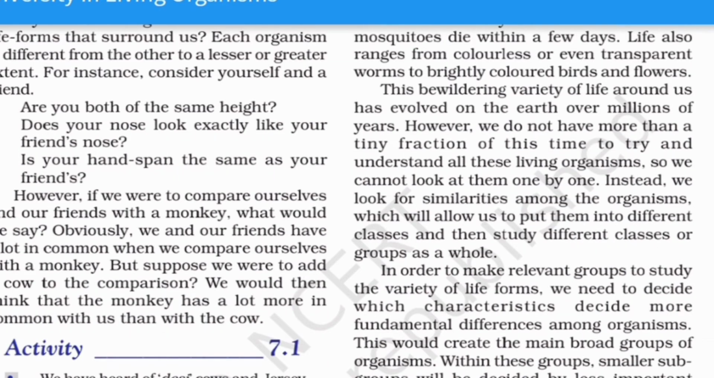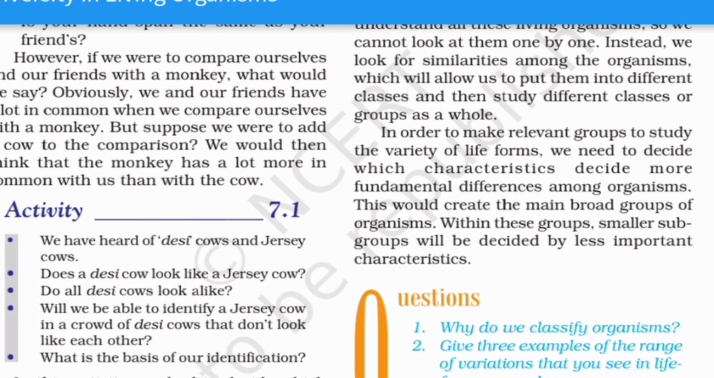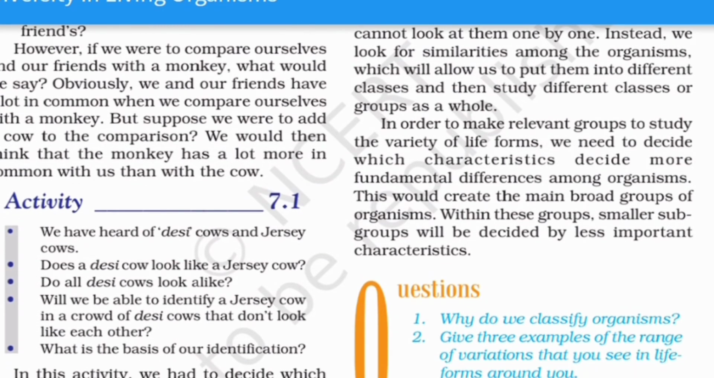Instead, we look for similarities among the organisms, which will allow us to put them into different classes and then study different classes or groups as a whole. In order to make relevant groups to study the variety of life forms, we need to decide which characteristics decide more fundamental differences among organisms, and that one basic is the nucleus. This would create the main broad groups of organisms. Within these groups, smaller subgroups will be decided by the less important characteristics.